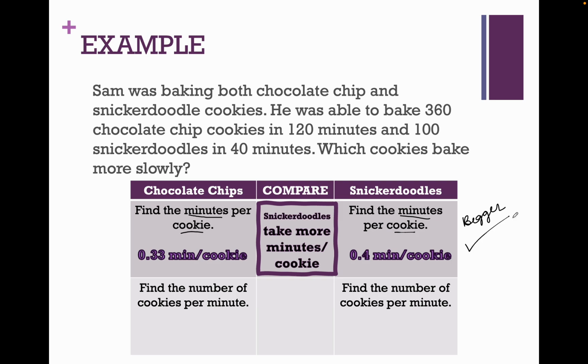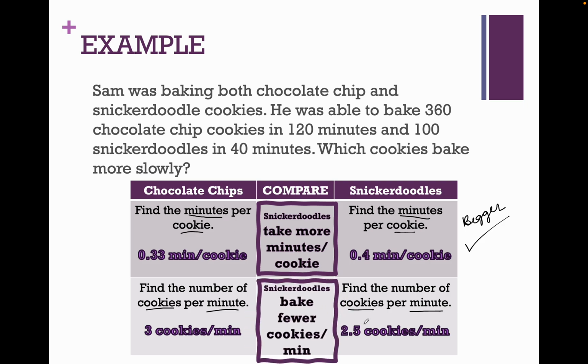And that's snickerdoodles. The other way to do it is find the number of cookies per minute. So now we're going to take those same values and divide them in the opposite direction. So 360 cookies in 120 minutes, that's 3 cookies per minute for the chocolate chips, and 100 divided by 40 is about 2.5 cookies per minute for the snickerdoodles, which is going to give you the slower bake. Again, we have snickerdoodles because you're getting fewer cookies per minute, so we are looking in this case for the smaller of the two, and that is snickerdoodles.